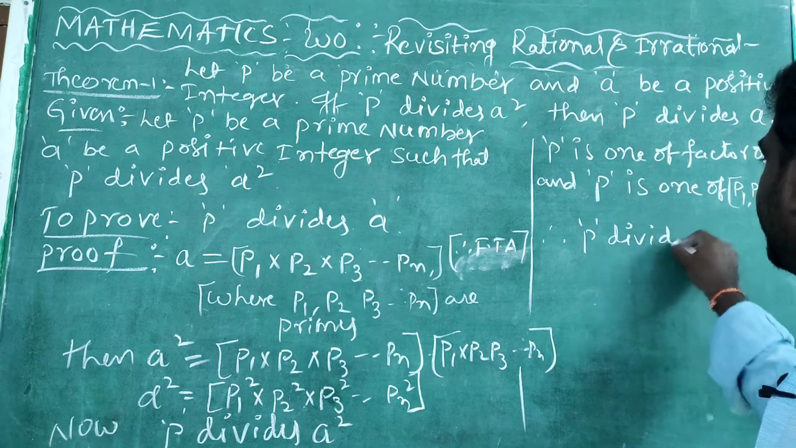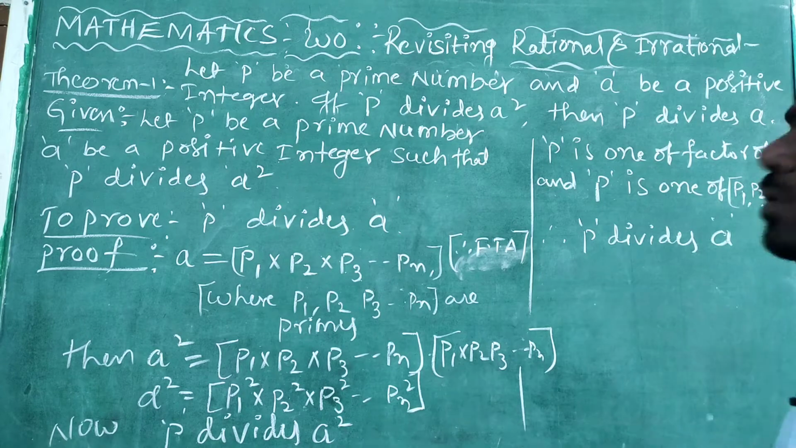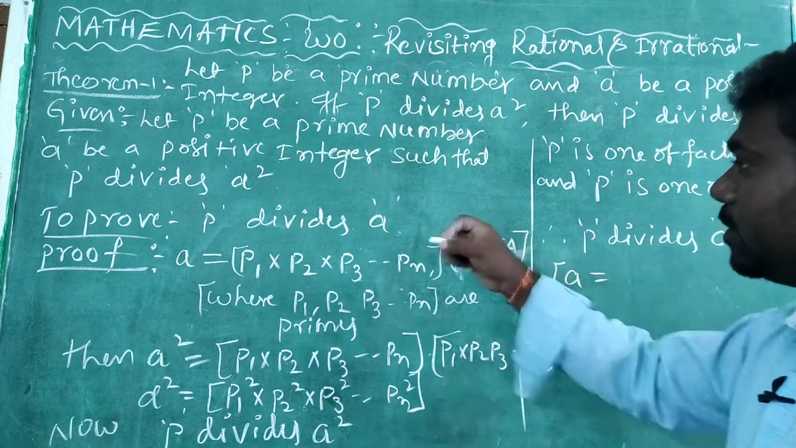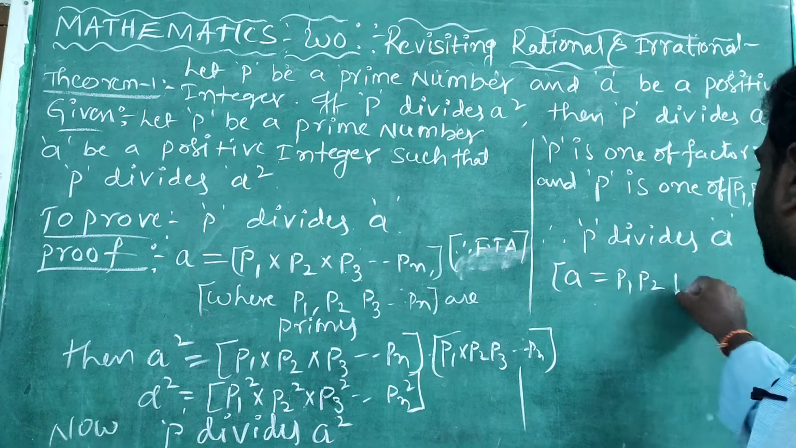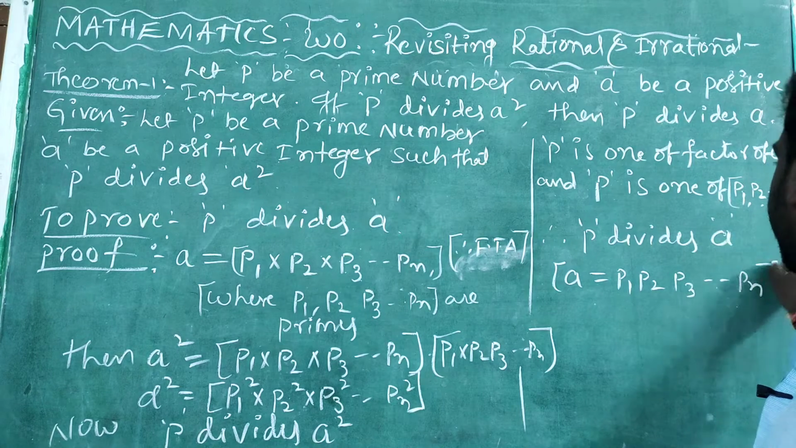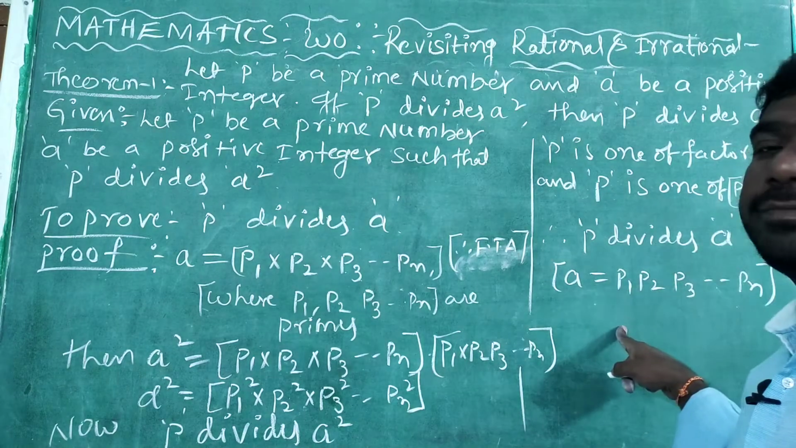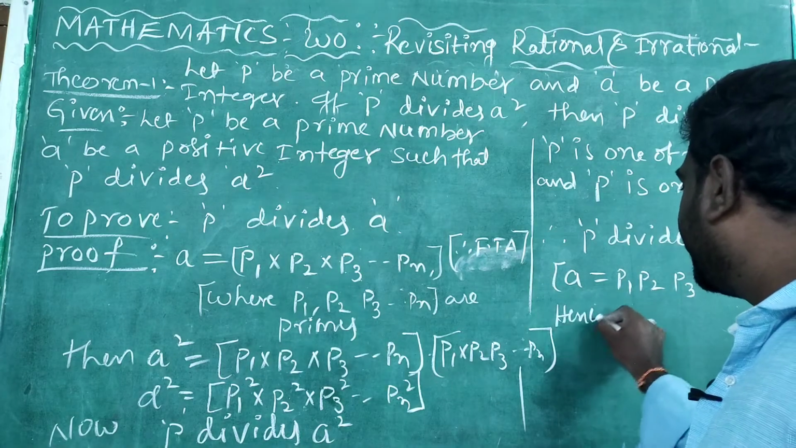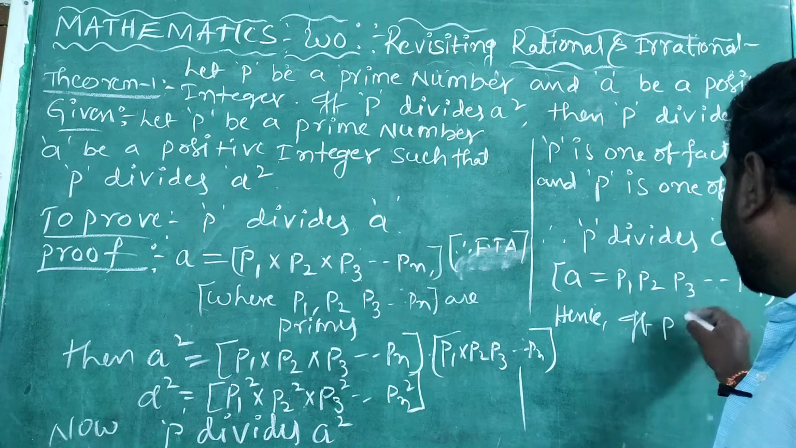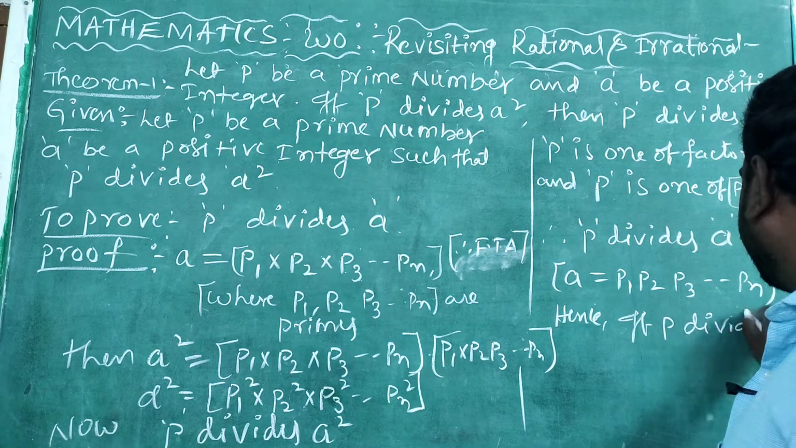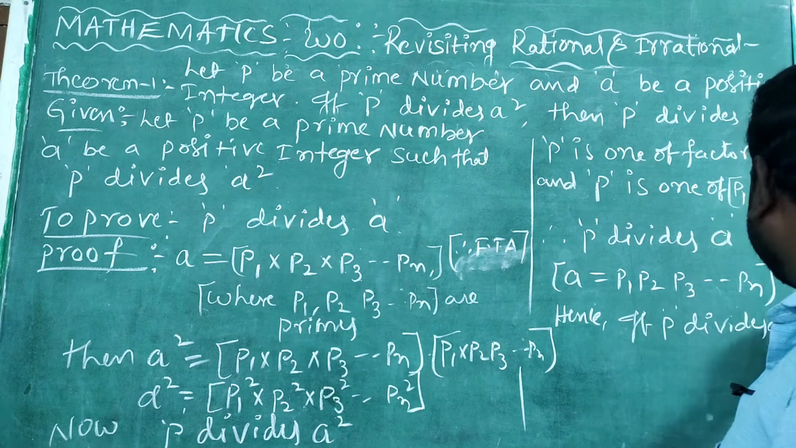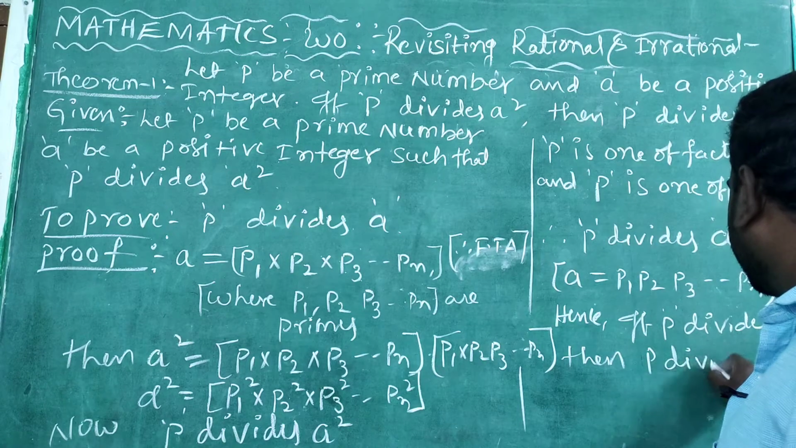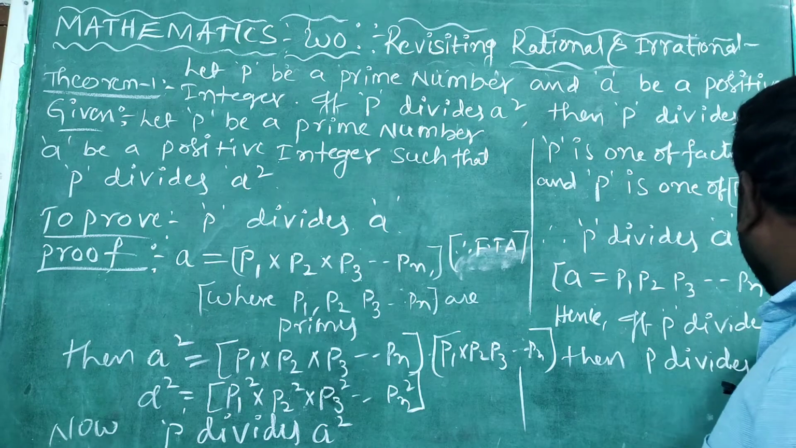So this is how I can write here, concluding P divides A also. Why, sir? Very simple. A is equal to P1, P2, P3 and so on Pn. Yes or no? P is also a factor of A by using the fundamental theorem of arithmetic. Hence, if P divides A square, then P divides A also.